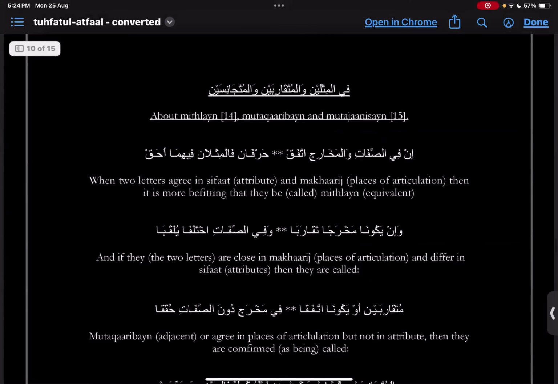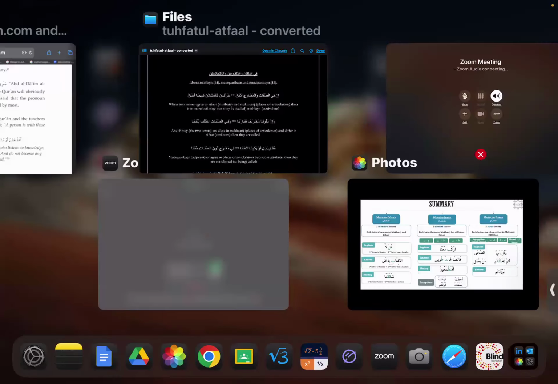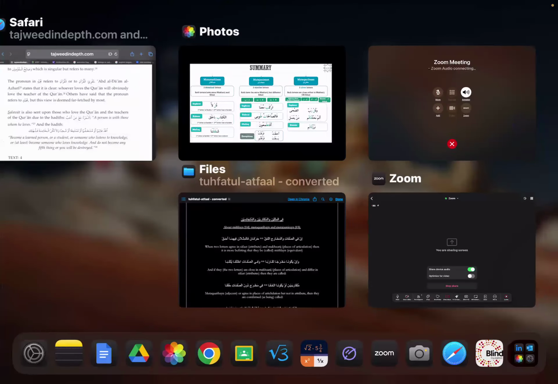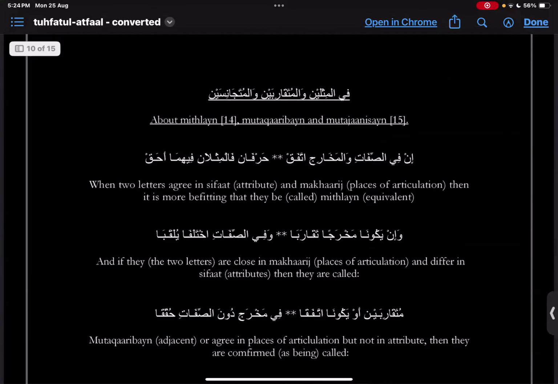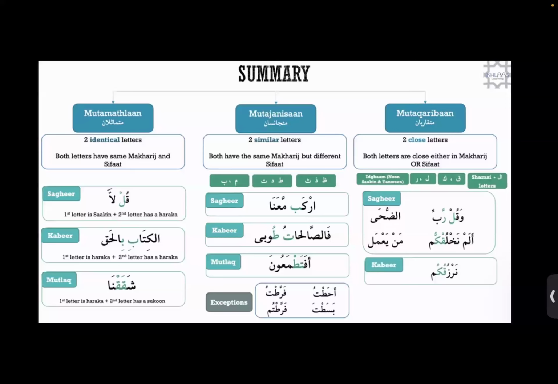Okay, this chapter here is basically telling you about all the types of idgham. Now we've talked about idgham when we were discussing the nun sakina and tanween. We talked about idgham when we were talking about mim sakin. We talked about idgham just now when we talked about the rulings of lam of al, right? Basically, this is a summary of all of the different types of idgham that we are going to face in the Quran. Idgham occurs in many other places.